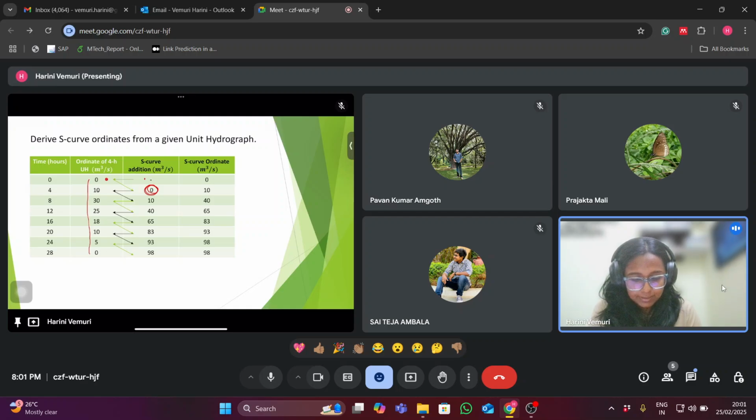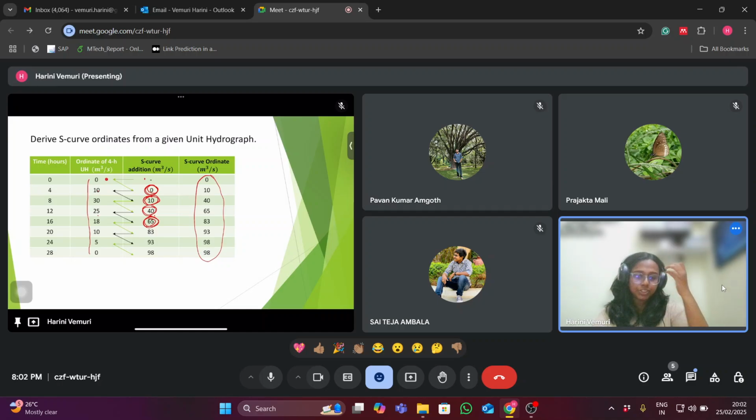So like this, 0 plus 10 will give the next ordinate of S-curve addition. Like this, we will have 10 plus 30, 40. 40 plus 25 will give the next row. Once we get the S-curve addition, we will add up the second and third columns, the unit ordinate of the 4 hour unit hydrograph and the S-curve addition. We add these two to get the S-curve ordinates. So 0 plus 0, 10 plus 0 is 10, and 30 plus 10 is 40. Like this, for each row we calculate the S-curve ordinates.